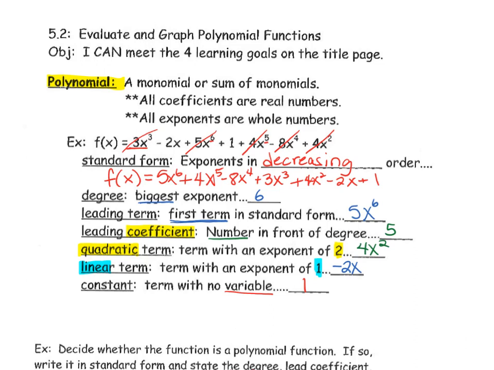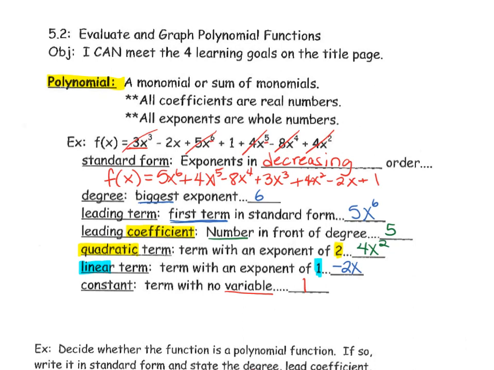Going over the notes for 5.2. We first started by defining a polynomial. A polynomial is just a monomial, which means one term, or the sum of many terms. Most of the things that we've ever worked with are technically called polynomials. A linear function like y equals mx plus b would be a polynomial. Our quadratic functions from chapter 4 would also be types of polynomials.